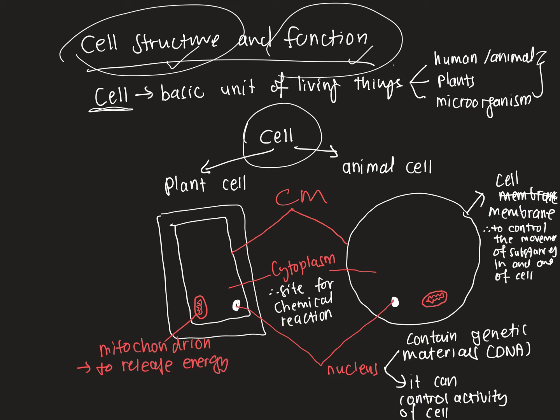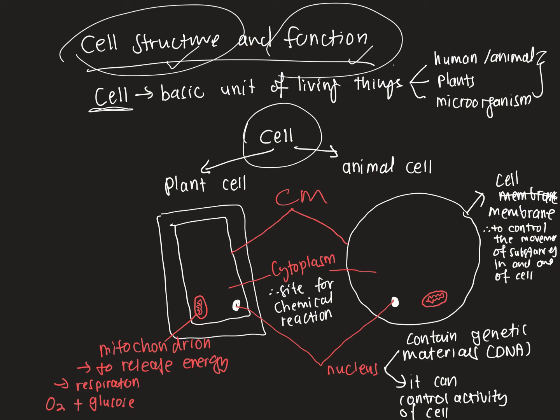Okay, because proses apa yang berlaku kat dalam mitochondrion, you have to remember it is respiration process, and respiration process memerlukan oxygen and glucose. So that's why bila kita makan carbohydrate, okay, glucose is example of carbohydrate. That is why we said carbohydrate provide energy.